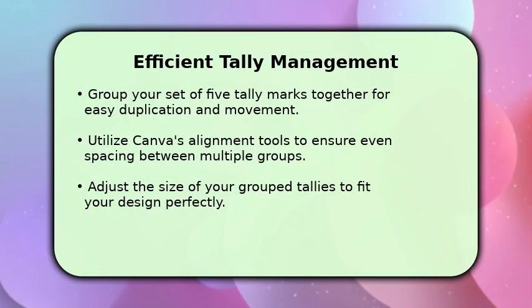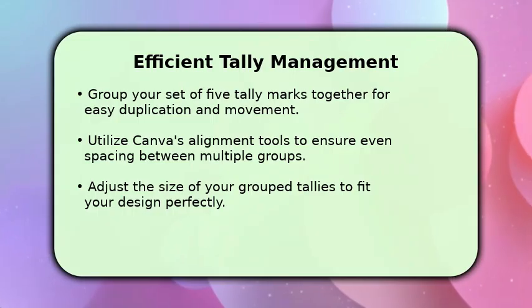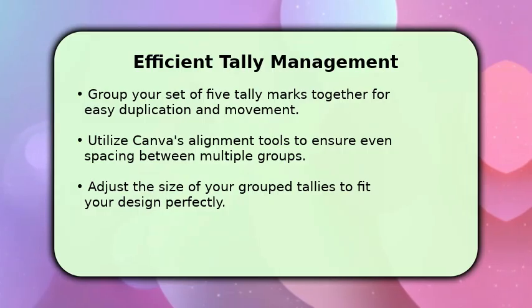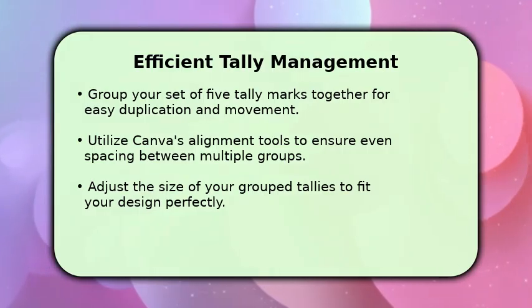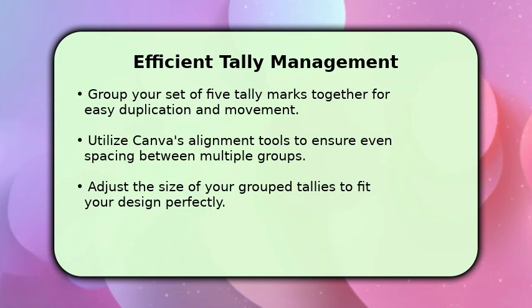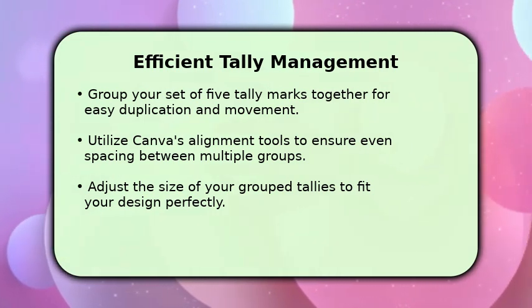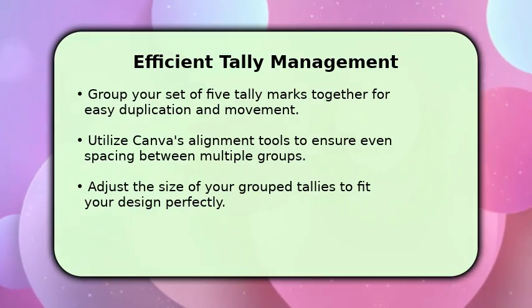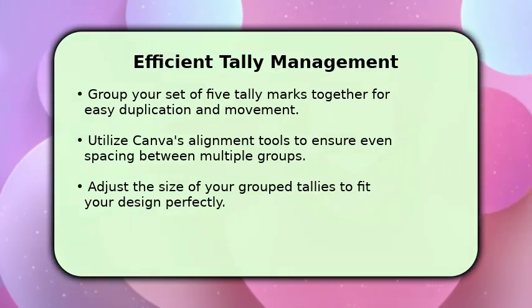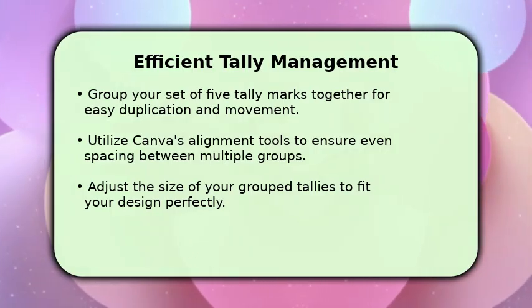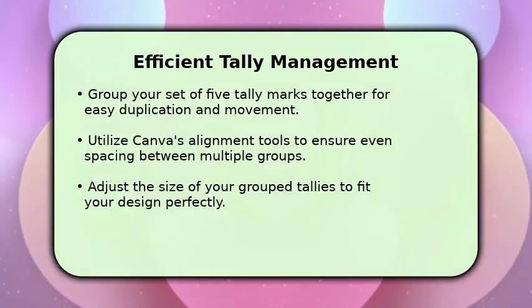To manage your tallies efficiently, select all 5 lines of your completed tally group and click Group in the toolbar. This allows you to move and duplicate the entire set as one unit. When creating multiple groups, use Canva's Position tool to align them perfectly and distribute them evenly. You can also easily resize your group tallies to ensure they fit seamlessly within your overall design layout.